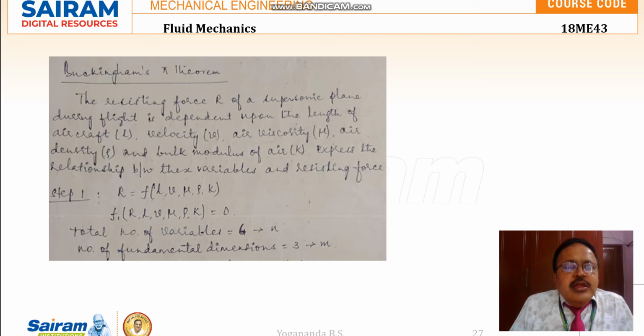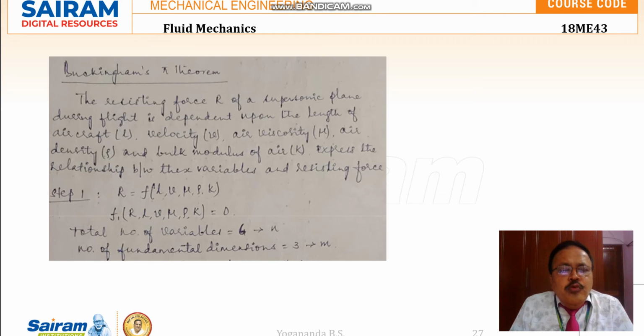Here it is said that the resisting force R of the supersonic plane during the flight is dependent upon, so R is the dependent variable. It is a function of the length of the aircraft L, velocity V, air viscosity mu, air density rho, and bulk modulus of air K.